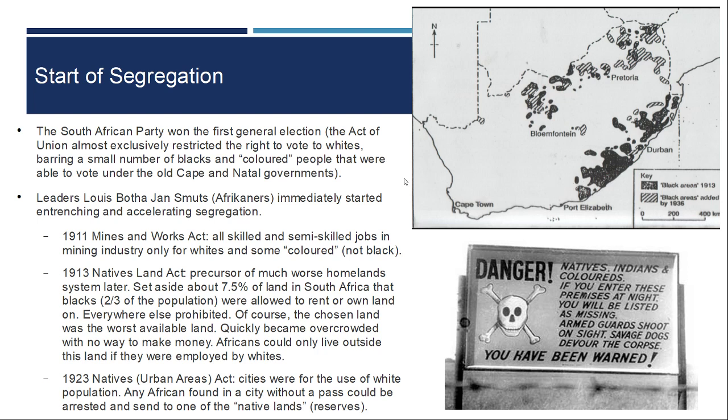So the leaders then, especially Jan Smuts, are going to immediately start consolidating and expanding out that segregation that we had seen previously that had been building up in the 1800s.